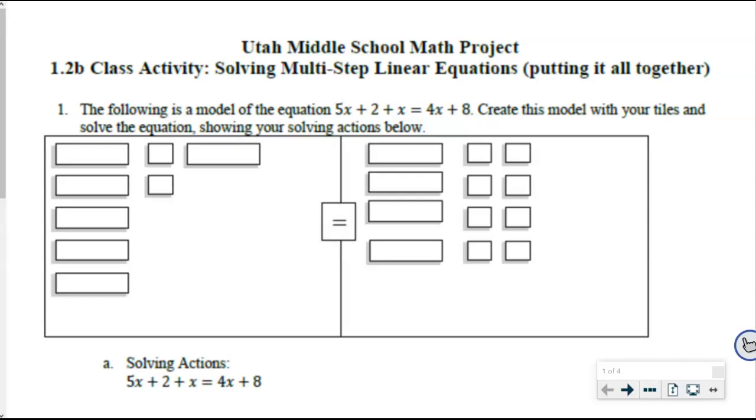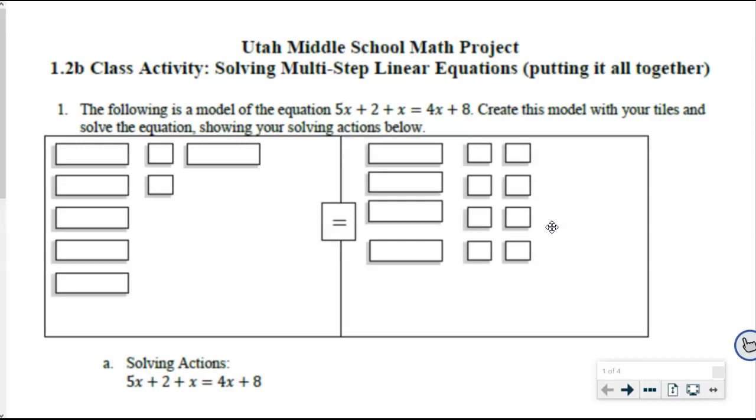All right, this is Utah Middle School Math Project 1.2b, solving multi-step linear equations. This one is called putting it all together. It's called putting it all together because I want you to understand everything that we have done up to this point and how it leads to this.